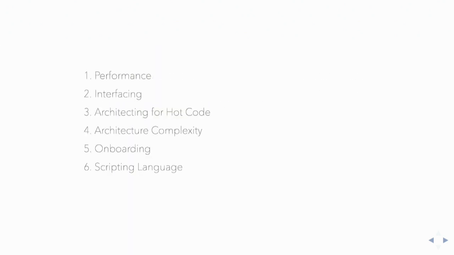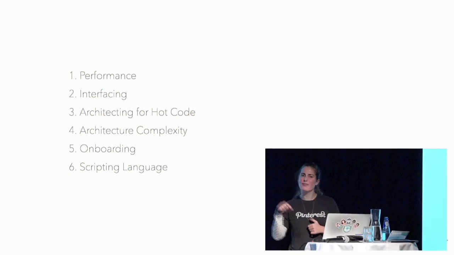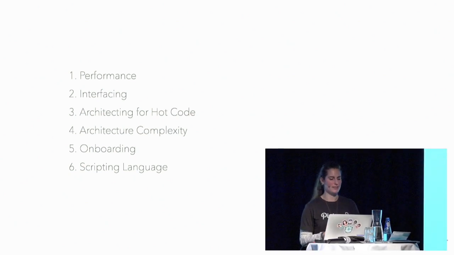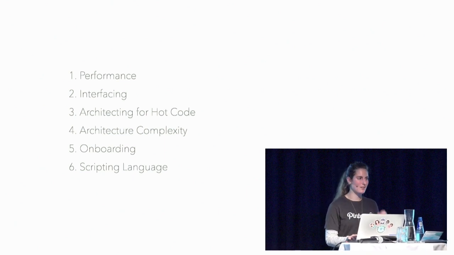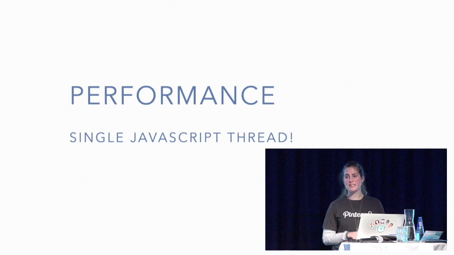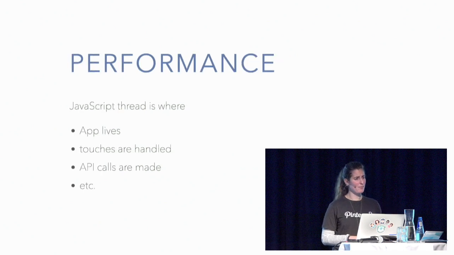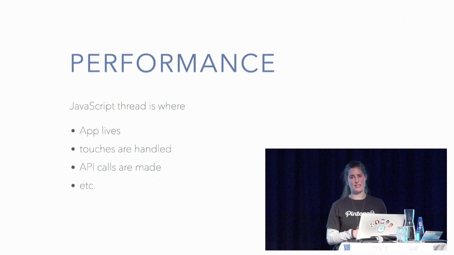Let's get into them. Here's a list, and what I'm going to say about this list is that everything flows down from performance. So we start with performance, and it causes us to do some other things that really hold us back. Why is performance an issue? It's an issue because we have a single JavaScript thread. And what that means is that all of the stuff that we want to do with our app, it has to happen on that single thread.